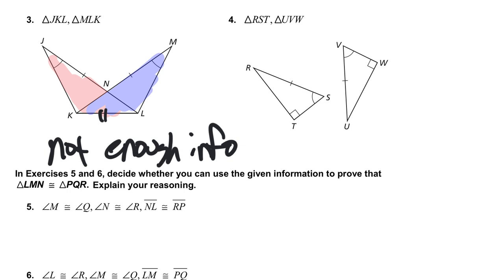And then number four, it looks like you could maybe try to use the hypotenuse leg theorem. But the problem is I only know the hypotenuse. I don't know a leg. But being that this is a right angle, I could use the definition of right angle, say this is 90 degrees. So then these are congruent. I have angle, angle, side, angle, angle, side. So I do have angle, angle, side for number four.